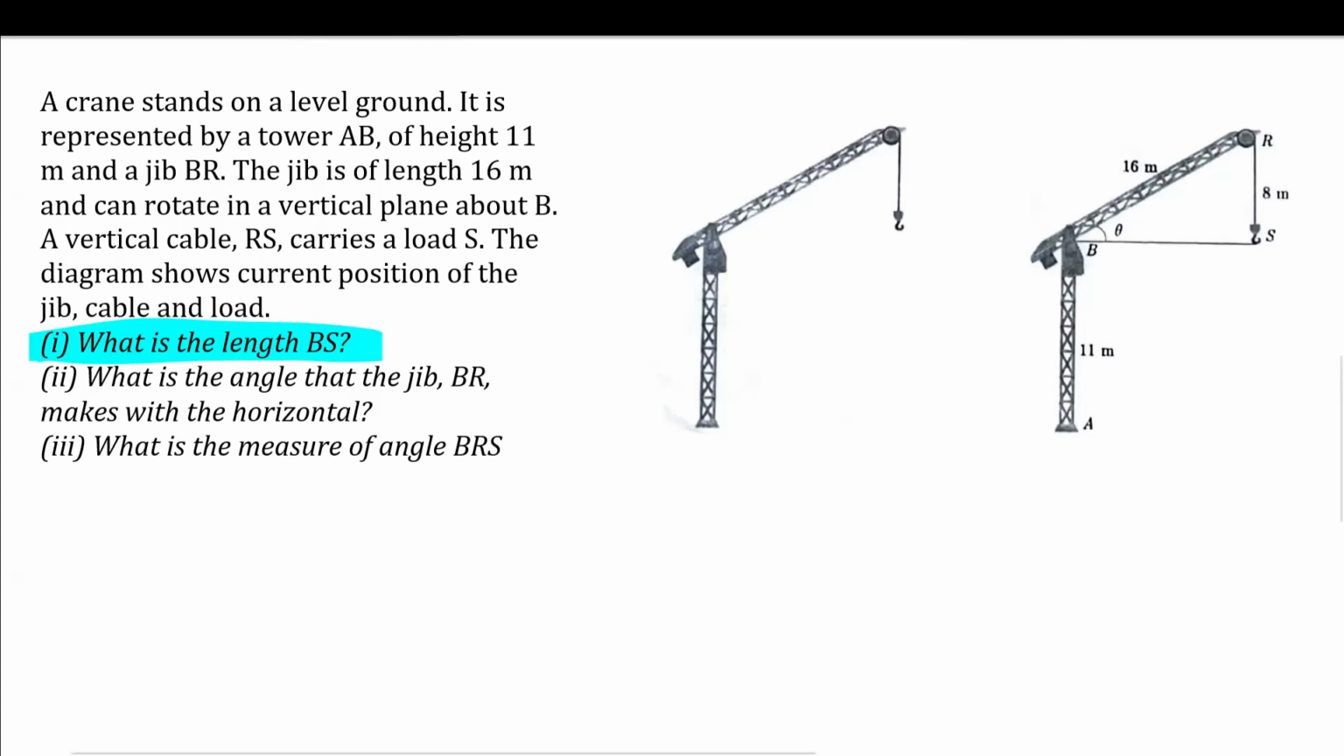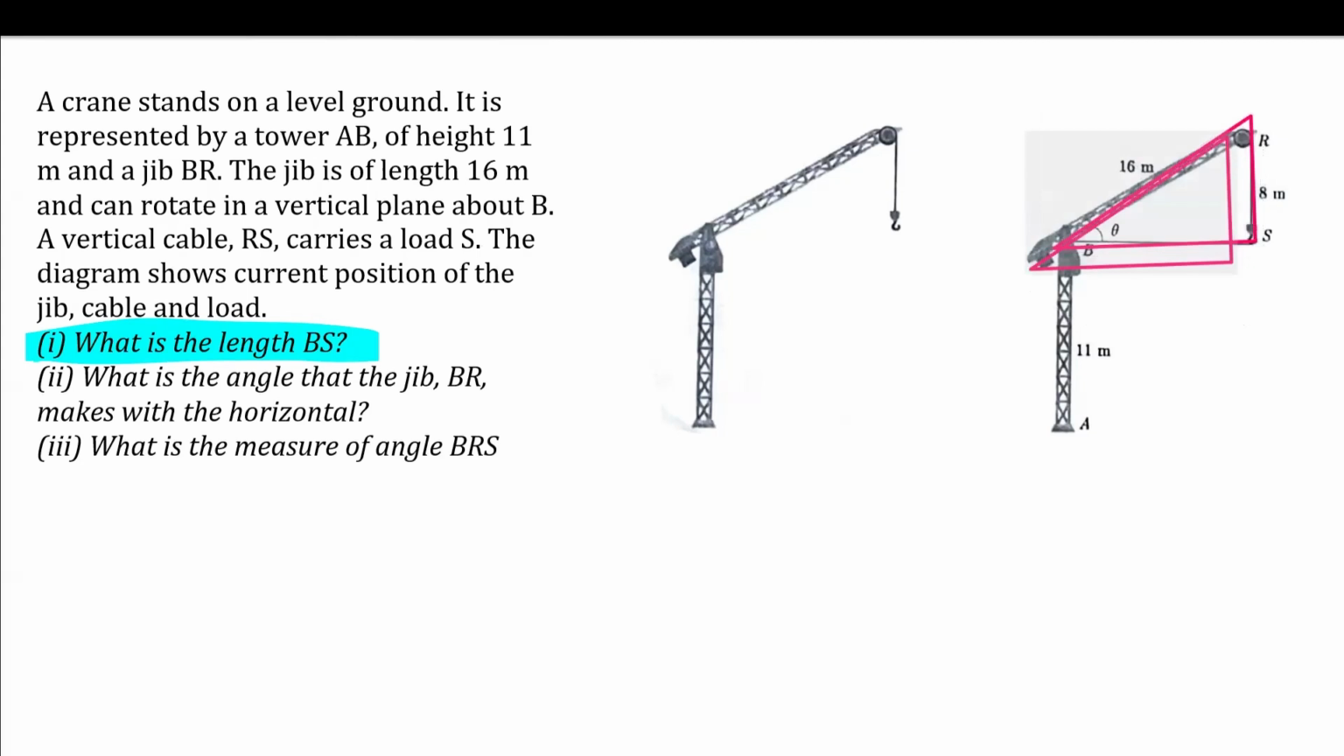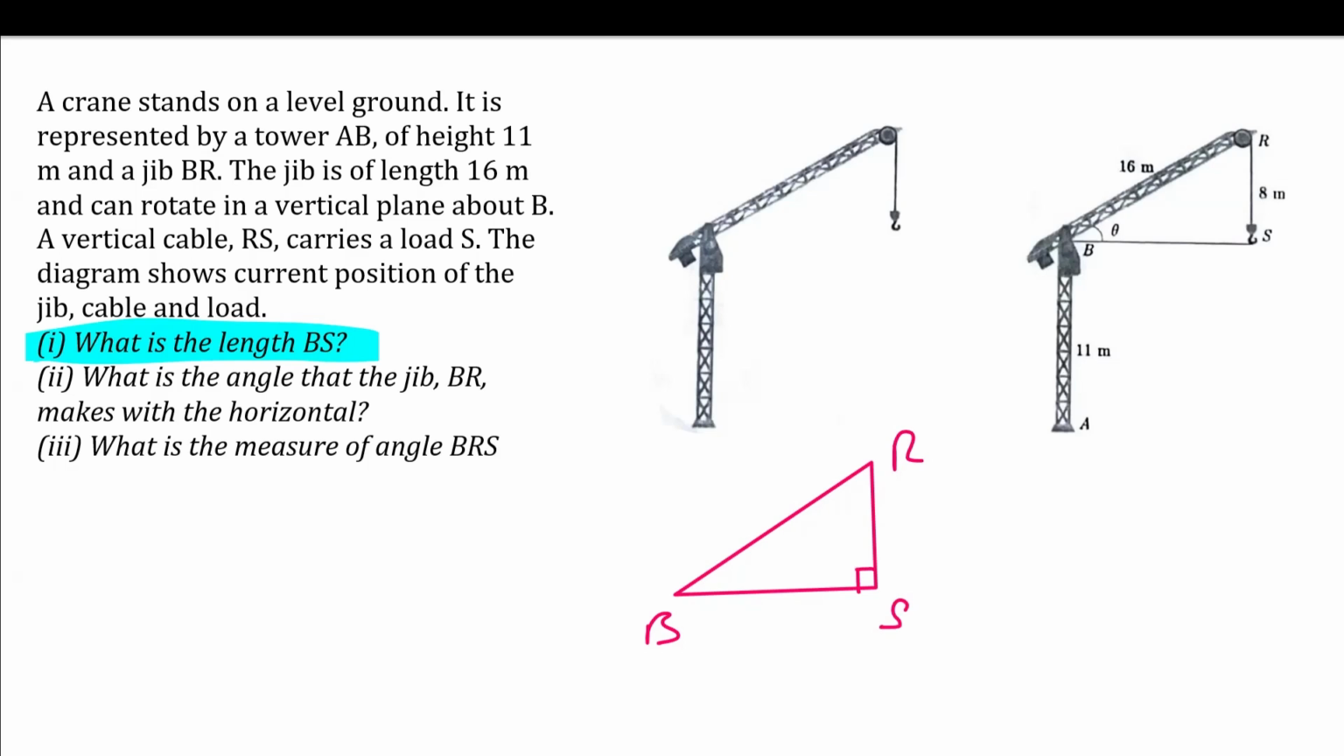So let's redraw this figure and bring down this triangle over here. What are the lengths given? I first name it: this is B, S, and this is R, and this is 90 degree. We are given this length as 16 meter and this as 8 meter. What we have to find out is the length of BS.